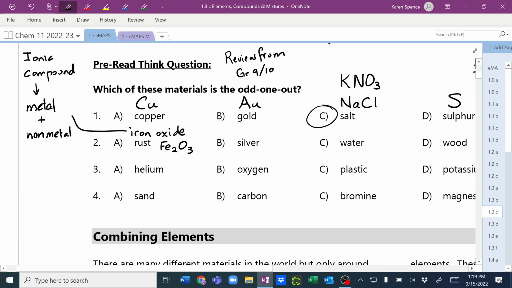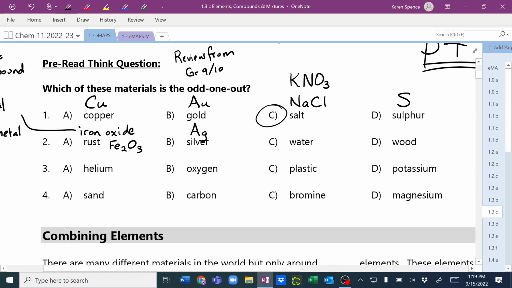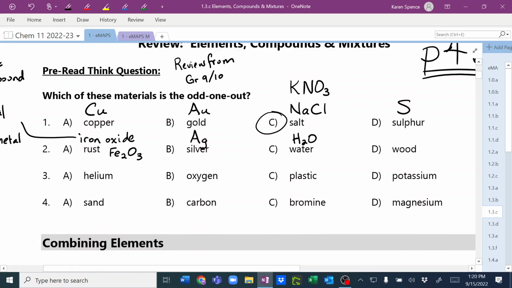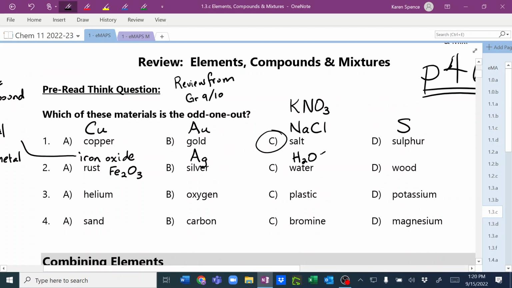Silver, just Ag, okay? Single element. Water, do we know the formula for water? H2O. Is that an element or is that a compound? That's a compound. And what kind of a compound is that? Is it ionic? No, because hydrogen is not a metal. We have a non-metal.